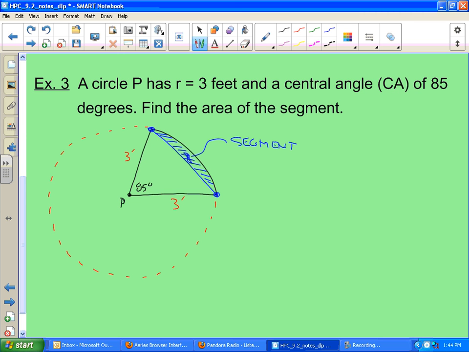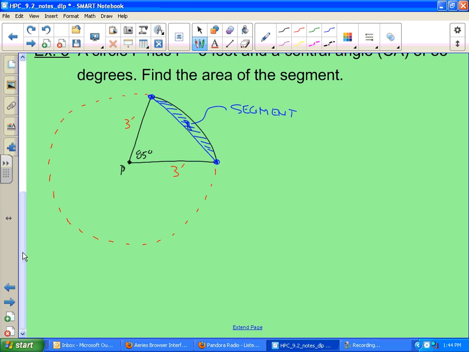So we should start with our generic formula again. So let's see, area of segment equals area of sector minus the triangular part inside of that segment. And now we just fill in our equations here.